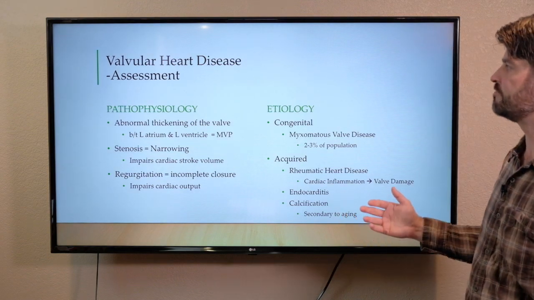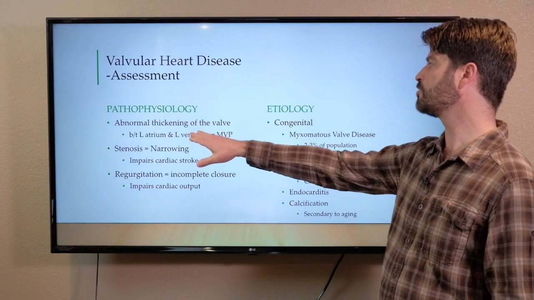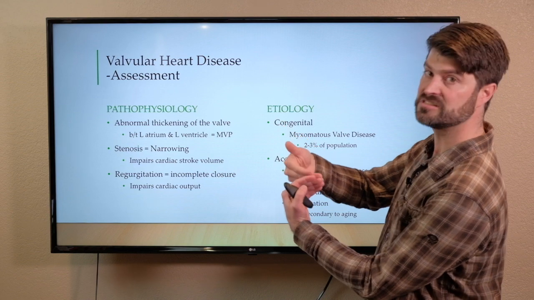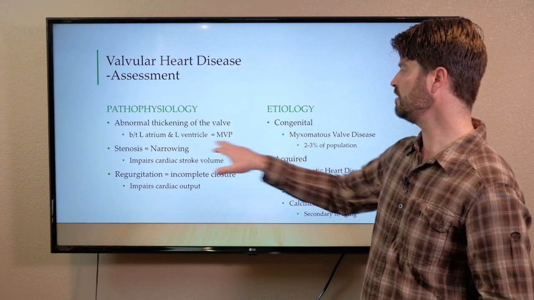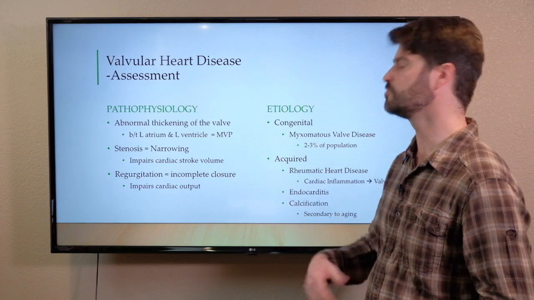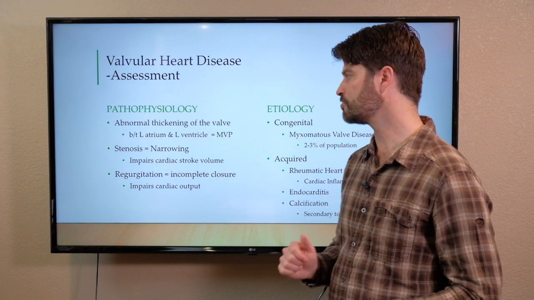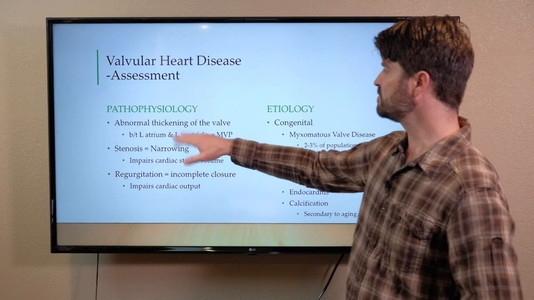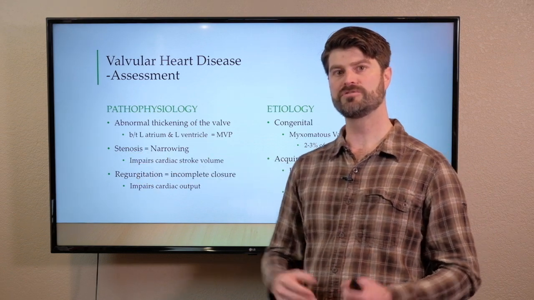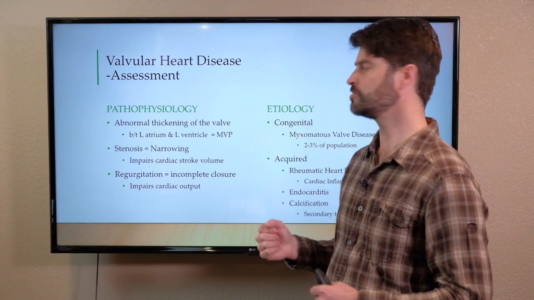For our assessment of valvular heart disease or mitral valve prolapses, we're looking for an abnormal thickening of the valve. So if it gets too thick, it's not able to seal very well, which can lead to that mitral valve prolapse with regurgitation. And MVP is one of the abbreviations you may see written in documentation that stands for mitral valve prolapse. This thickening of the valves is what we call a stenosis. Stenosis just means a narrowing of a normally open lumen within the circulatory system.